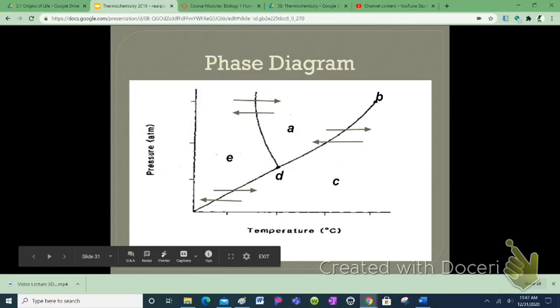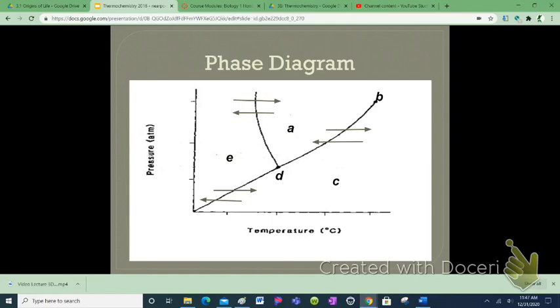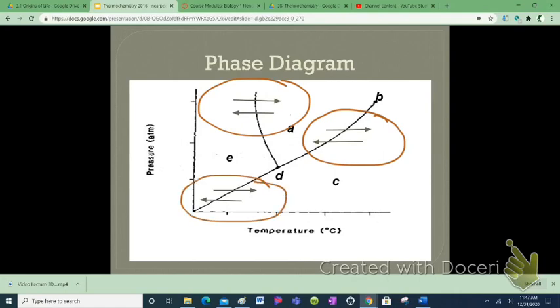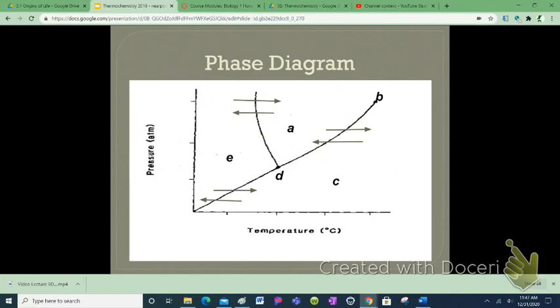Okay. A, B, C, D, and E. Take a moment and see if you can't label all those. And where you see the lines, see if you can't tell me what is happening here between E and A, what is happening here between A and C, and what is happening here between E and C. When you're ready, come back and we'll check it.